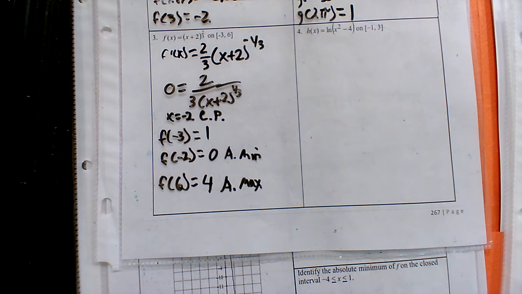So far we've done well. We've taken the derivative, we've found critical points, we've tested the endpoints and the critical points, and we've been able to find our absolute min and absolute max. So we have one left. Let's take a look at the last one.